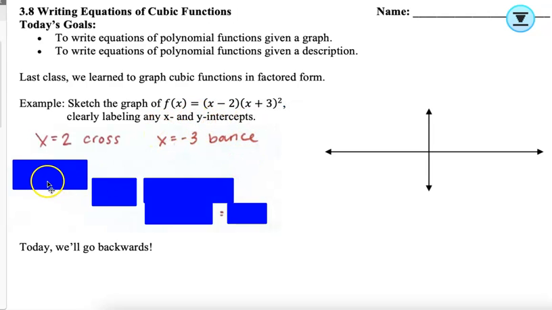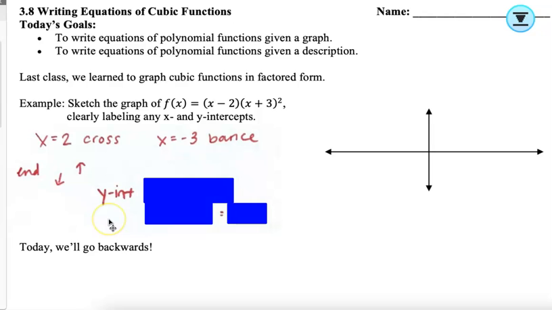Let's look at my y-intercept. To find your y-intercept, we have to plug in 0. Real quick, let's talk about end behavior. Since this graph is positive, my leading coefficient of x cubed is positive. My graph is going to start down low and end up high.